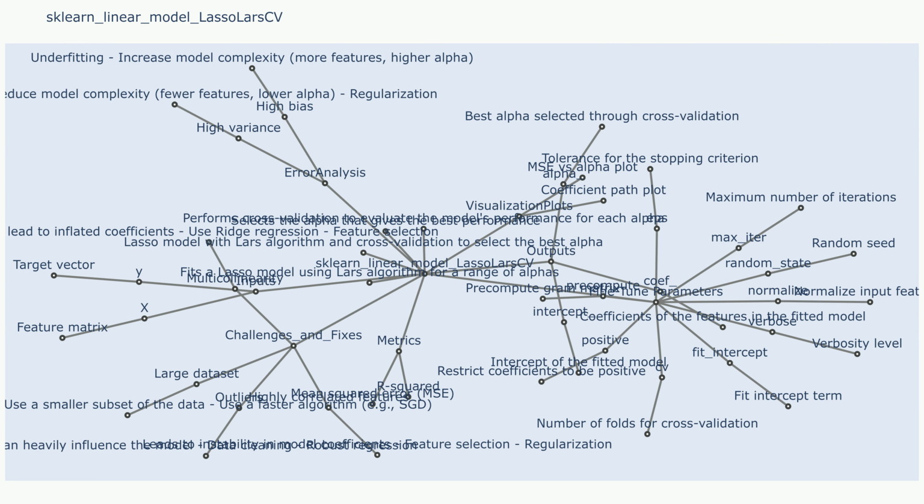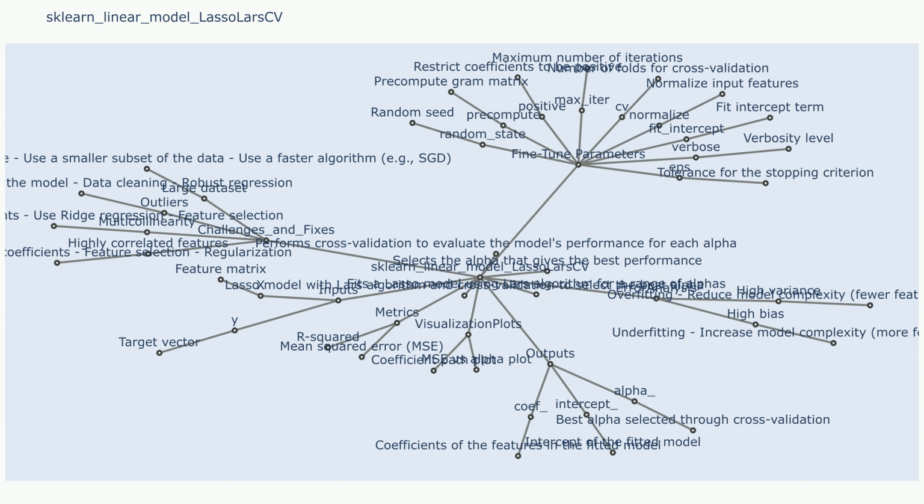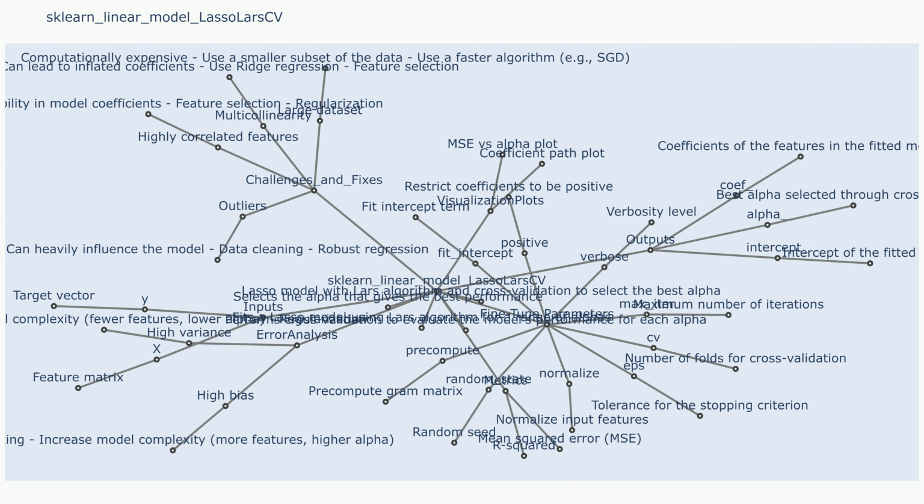Fine-tune parameters: cv, integer or cross-validation generator object. Number of folds to use for cross-validation. max_iter: maximum number of iterations for the Lars algorithm. eps: tolerance for the stopping criterion. normalize: whether to normalize the input features. precompute: whether to precompute the Gram matrix. fit_intercept: whether to fit the intercept term. verbose: verbosity level.